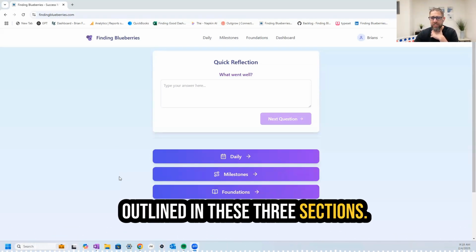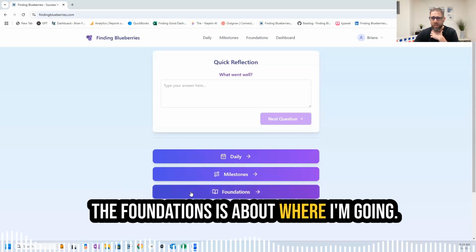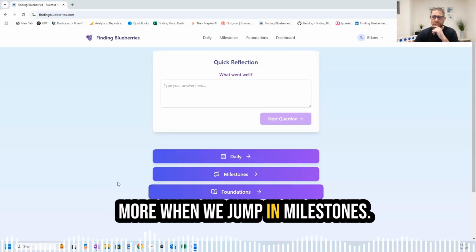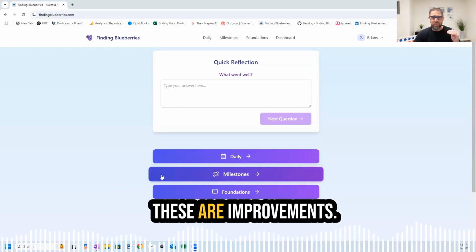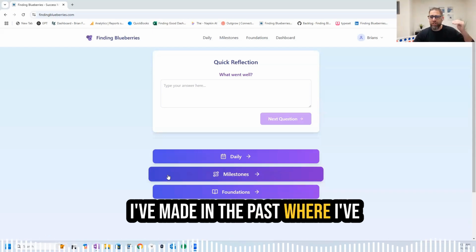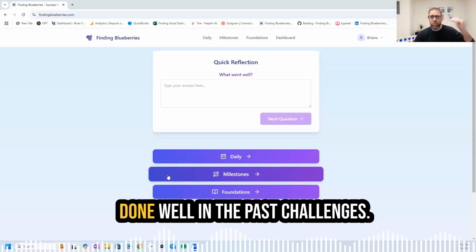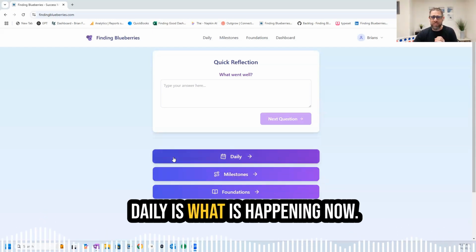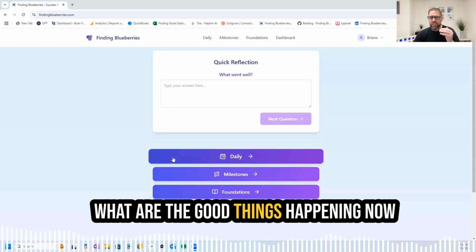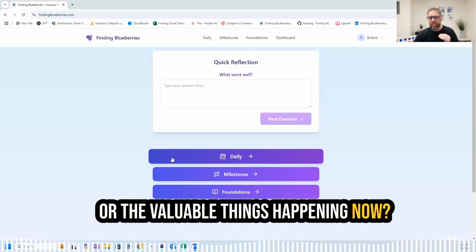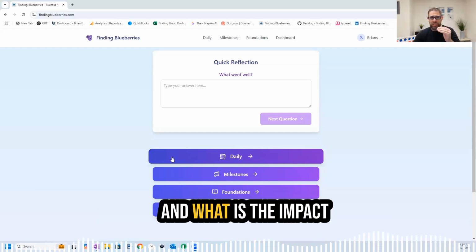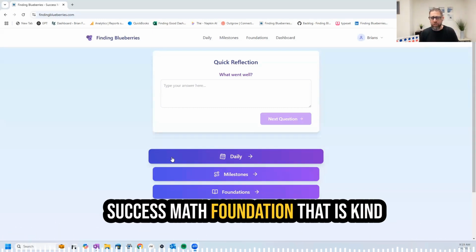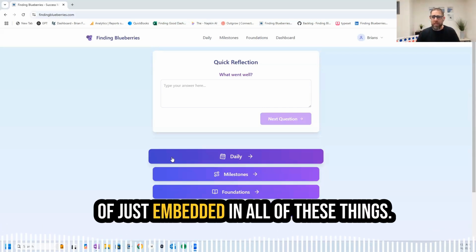The foundations is about where I'm going. Why that says foundations, you'll understand a little bit more when we jump in. Milestones, these are improvements I've made in the past, where I've been confident in the past, what I've done well in the past, challenges I've gotten over in the past. And daily is what is happening now. What are the good things happening now, or the valuable things happening now? What are the strengths I'm using now? And what is the impact I'm having now as well?